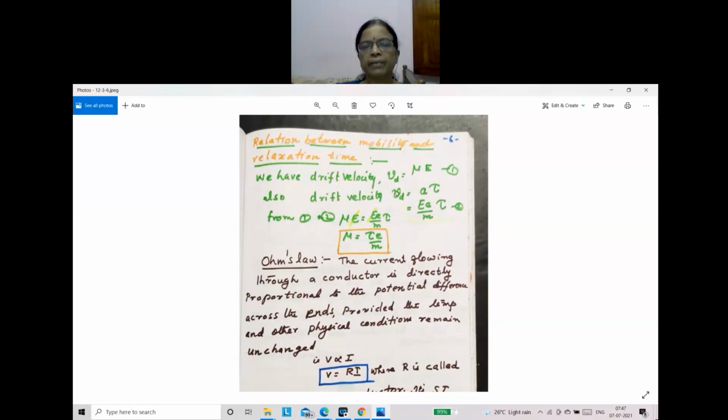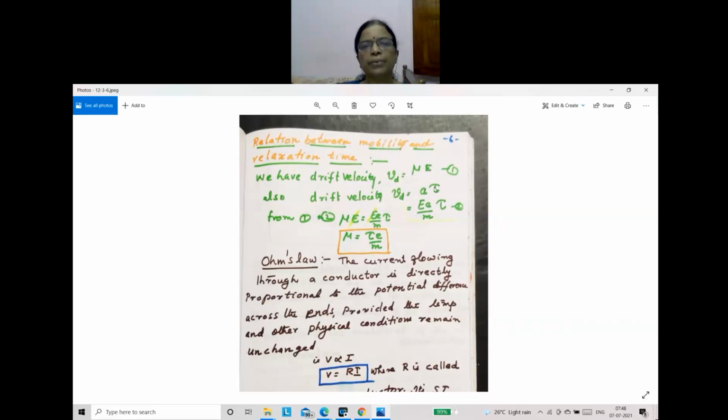And we know when a potential difference is applied, only then is it gaining that velocity. At that time the initial velocity is 0. So V equal to U plus AT, U equal to 0, A into T. T is the average relaxation time. A is the acceleration that I have given earlier. Acceleration is force by mass. Force equals eE, so A equals eE by m, into T. Tau is the average relaxation time. And from 1 and 2, both are drift velocity expressions.